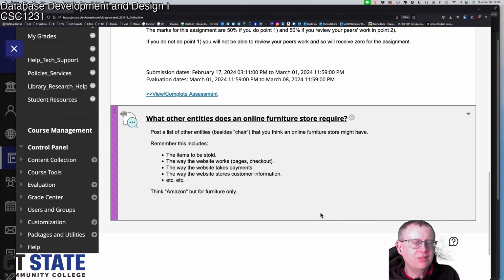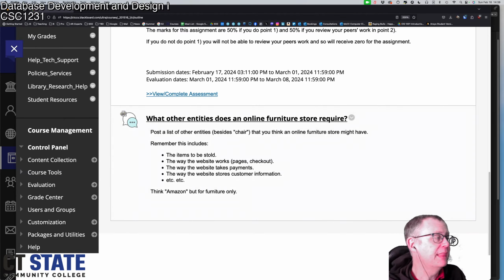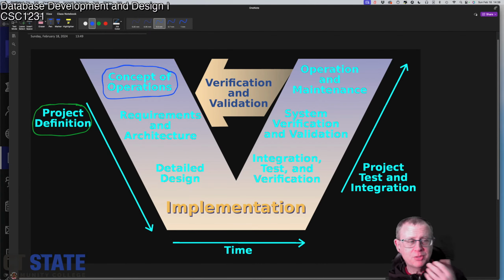So the general thing is think Amazon, but for furniture only. So we're just buying tables and chairs and cushions and things for the dining room, things for the kitchen, things for the living room, things for the bedroom. Probably beds is something we want to put in the things to be sold. Anyway, why I'm telling you this is that's our first part of concept of operations. We've got to write down, we've got to talk about what we're going to do.